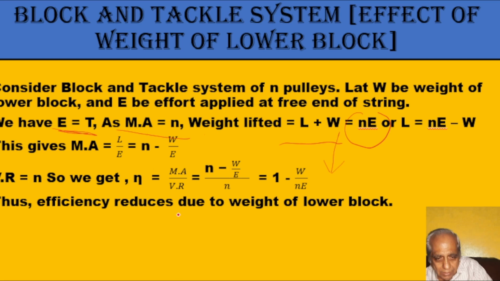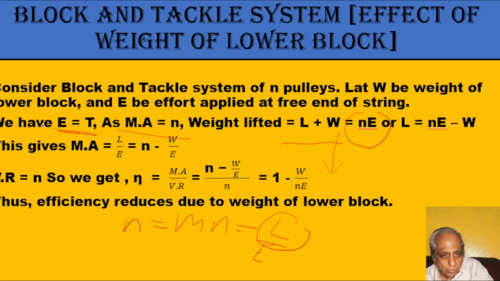Mechanical advantage is equal to L upon effort, and mechanical advantage is N. Therefore, L is equal to N into E. What is L? The total weight which I am lifting. Total weight I am lifting, L plus W, is equal to NE. So I will get L equal to NE minus W. Simple algebra: bring W on this side.